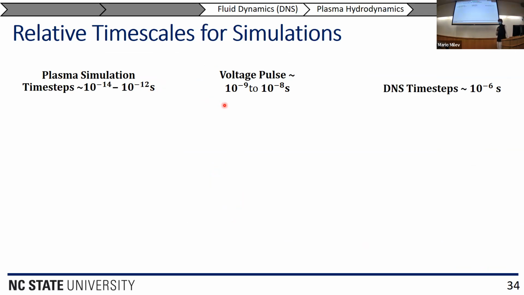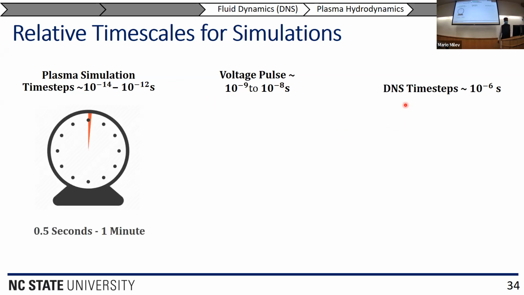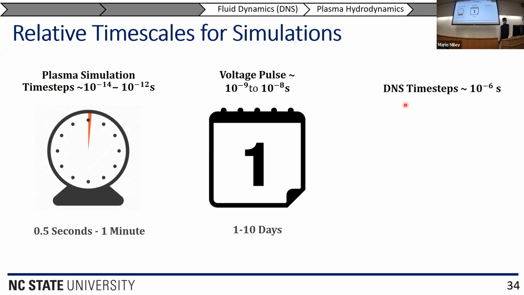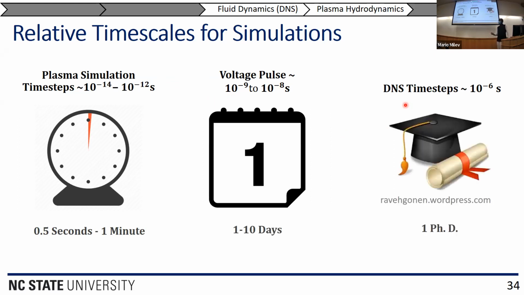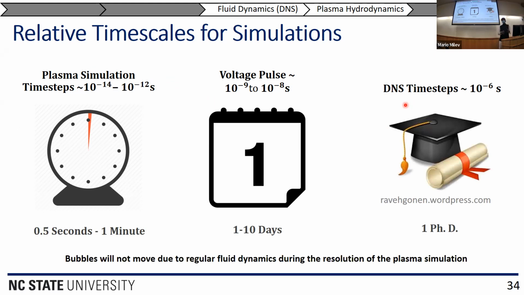And the voltage pulses that we use are on the order of nanoseconds. And this is in the simulations. Whereas the DNS time steps in the simulations are on the order of microseconds. So to put that in perspective, if I were to rescale plasma simulation time steps to be on the order of half a second to a minute, then the voltage pulses would be on the order of 1 to 10 days. And then the DNS time steps would be on the order of a PhD. So these bubbles are not moving due to the regular fluid dynamics over the scope of the entire plasma simulation.